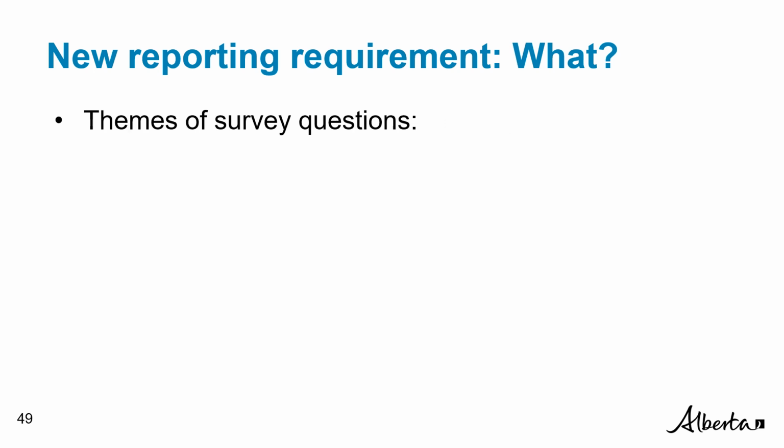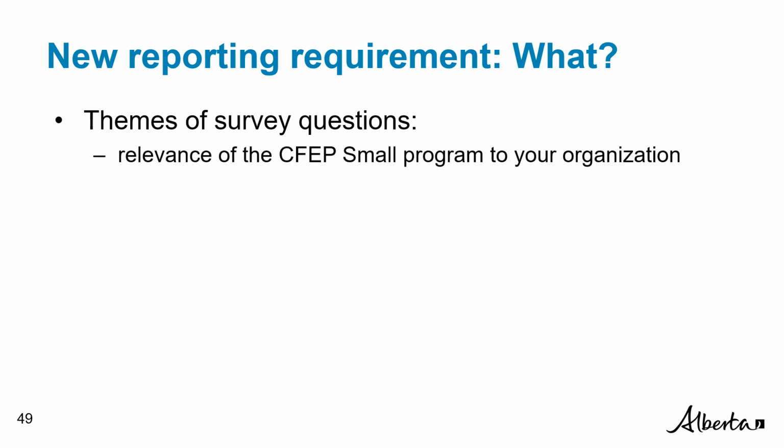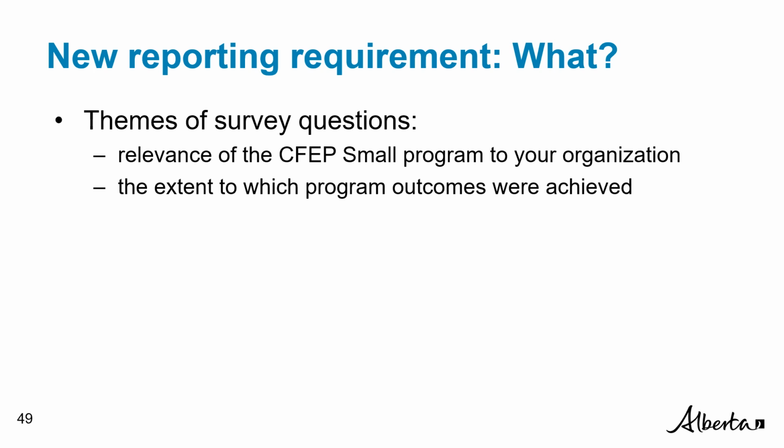Questions will be grouped according to the following themes: relevance of the CFEP Small Program to your organization, the extent to which the program outcomes were achieved. On the application, you are asked to check off program outcomes that you intended to work towards. At the end of the grant term, you will be asked to identify these outcomes again and indicate the extent to which the respective area has improved.